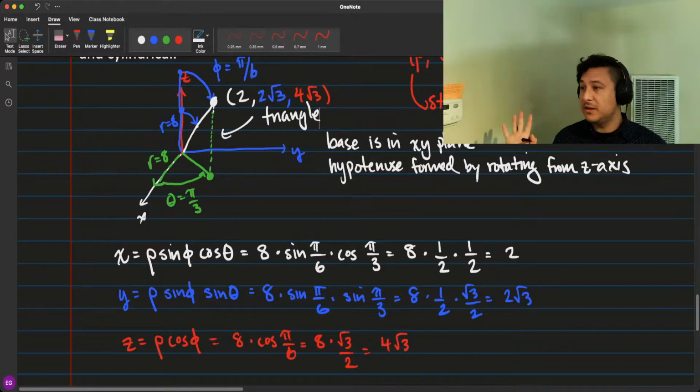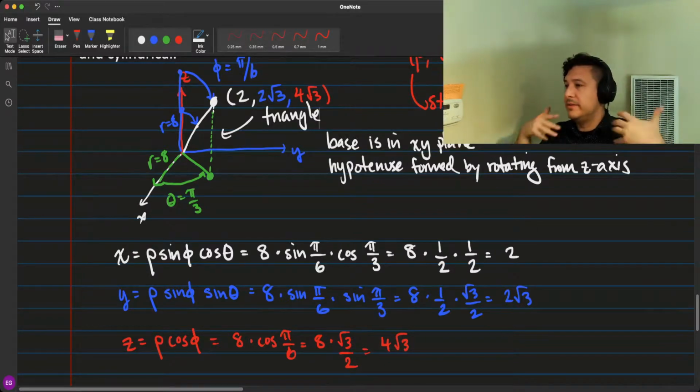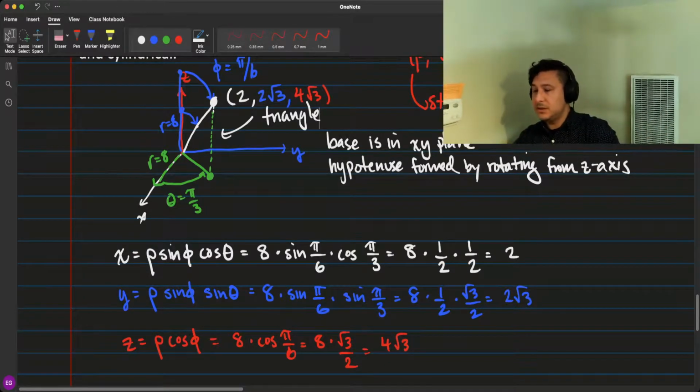Okay, making sense so far? Any questions on any of the calculations or the drawing of the thing so far?